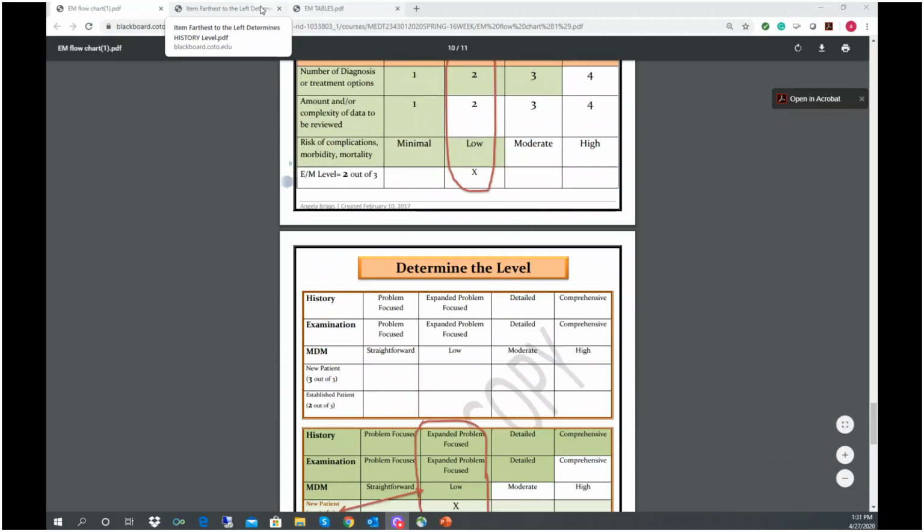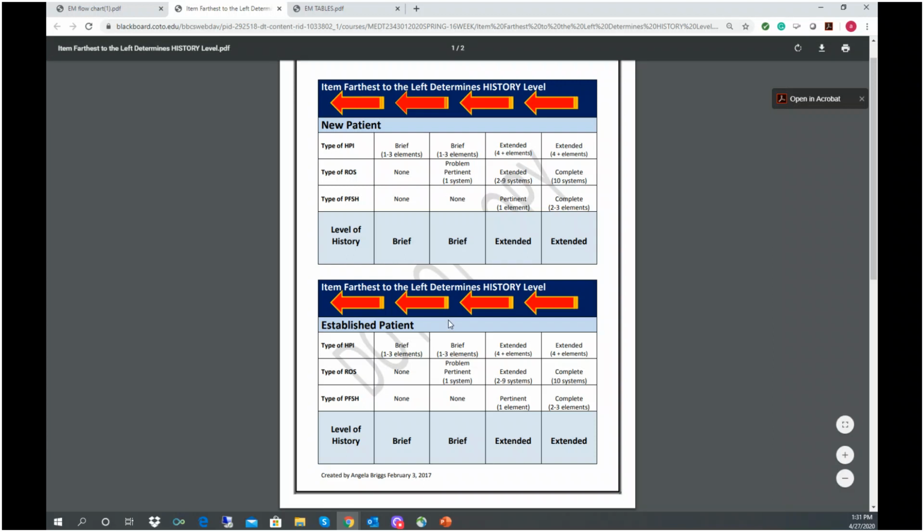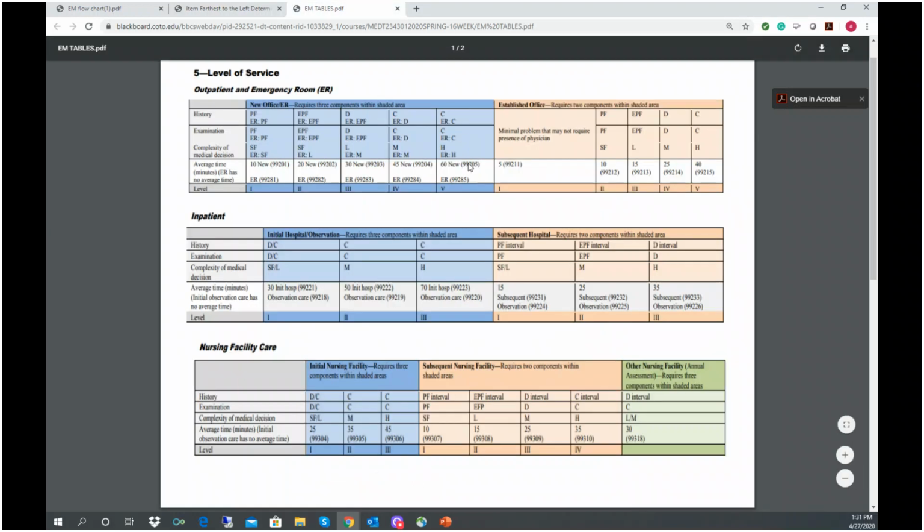So again, it would follow as moderate level. Okay. There is a blank form for determining the history level on Blackboard for you, as well as the E&M tables.